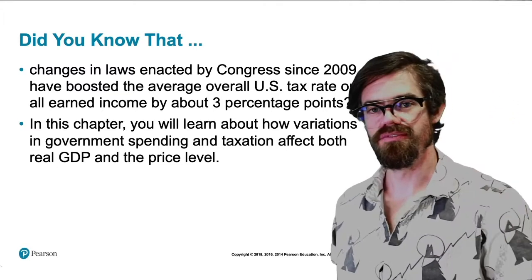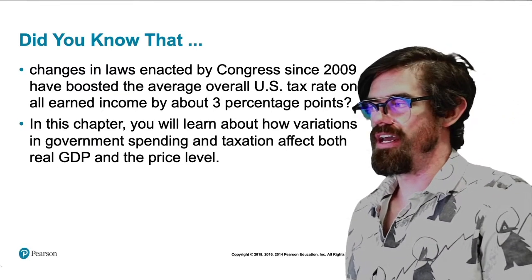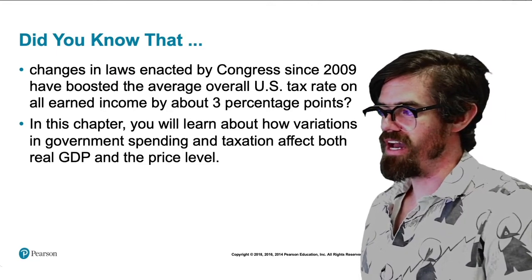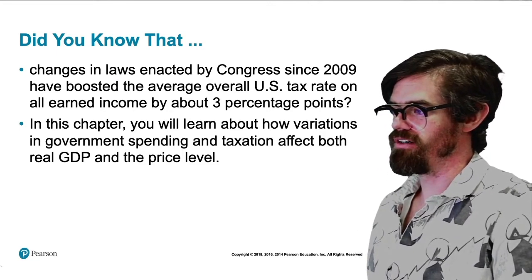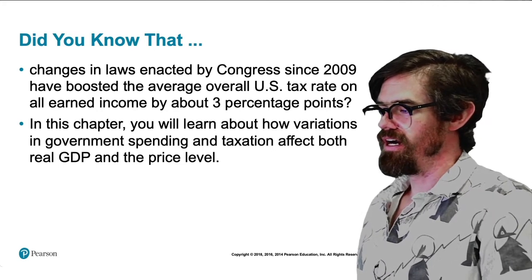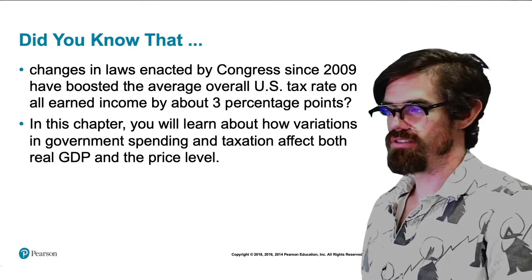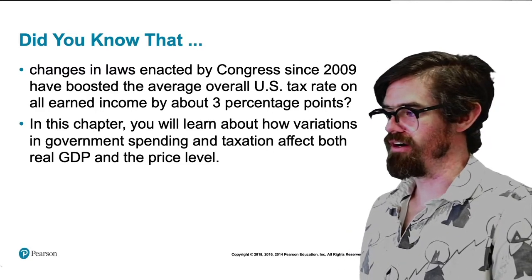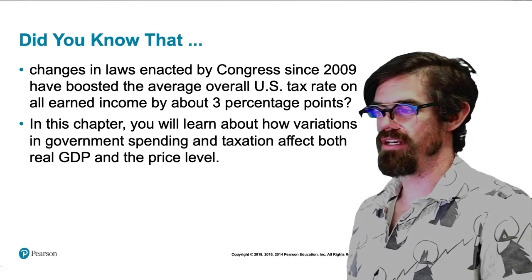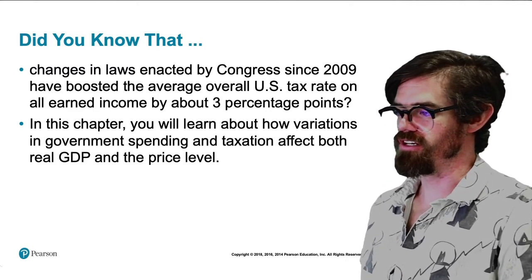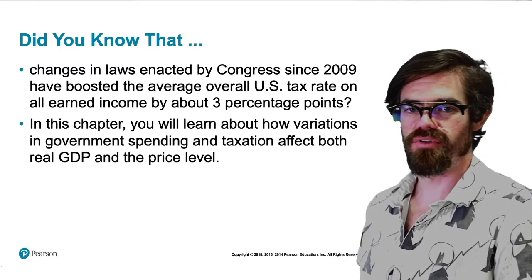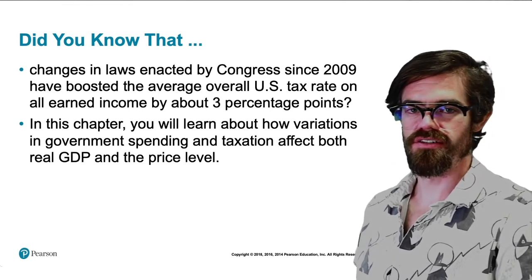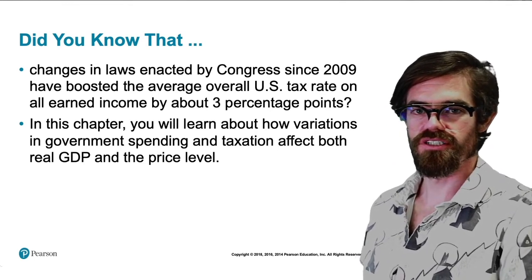All right, so to start off, did you know that laws enacted by Congress since 2009 have boosted the average overall U.S. tax rate on all income earned by about 3 percentage points? So this is one of the issues we're going to be thinking about in this chapter, how variations in government spending and taxation affect both real GDP and the price level. And as much as I can, I will relate this chapter to what's going on currently.